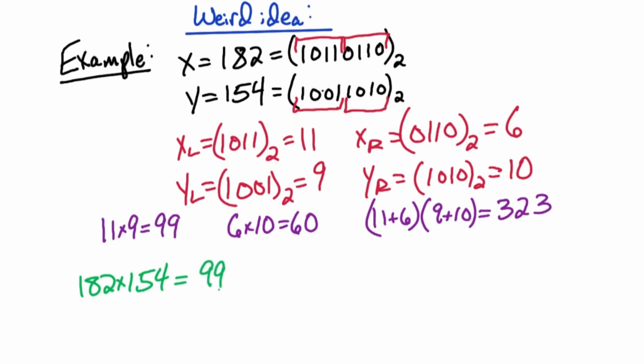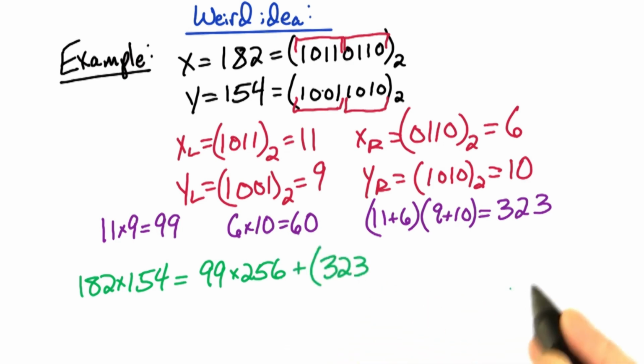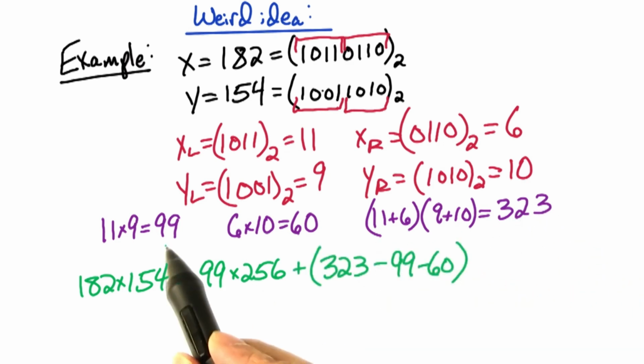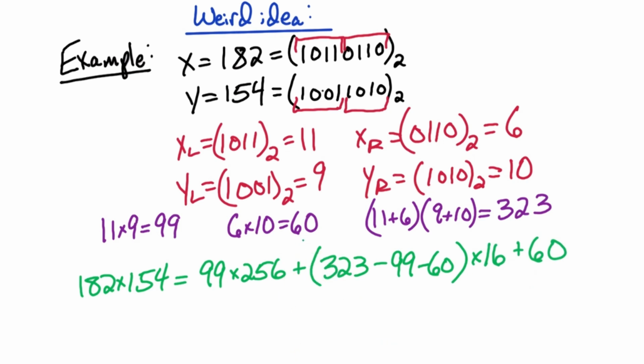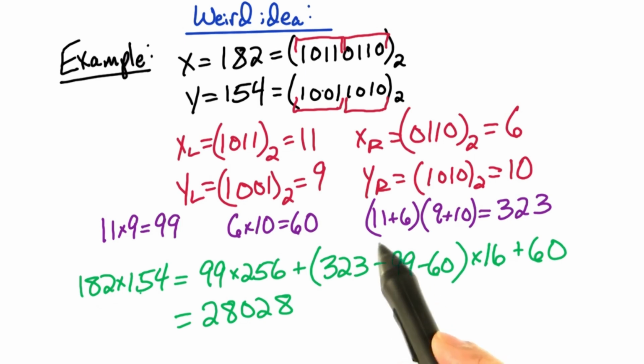That equals 99 times 2 to the n. In this case, n equals 8, so 2 to the 8 is 256. Then we take 323 minus 99 minus 60, and we multiply that by 2 to the 4, which is 16. Finally, we add in the last term, 60. And if you plug that into your calculator, that exactly equals 28,028, which is exactly 182 times 154. And the amazing part is this: 17 and this 19. How do we get those? That's a very non-intuitive part.